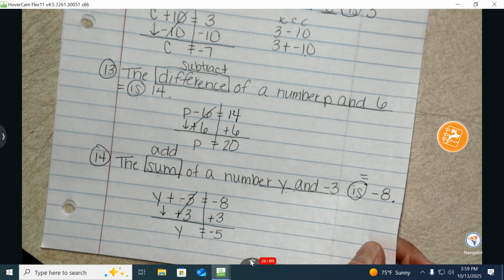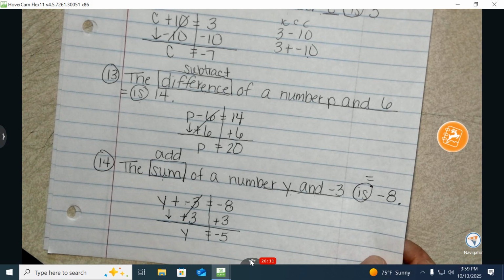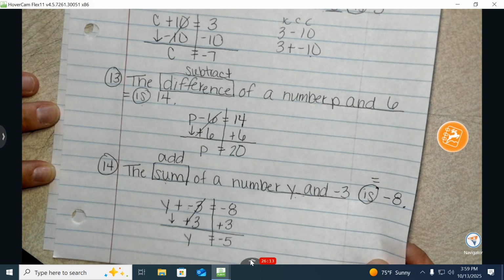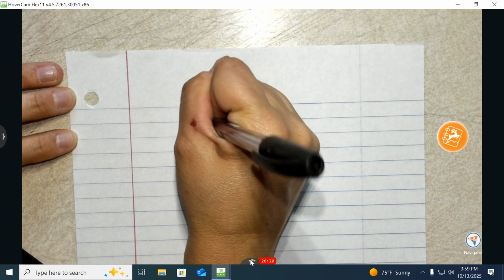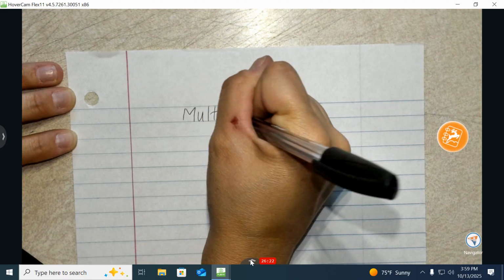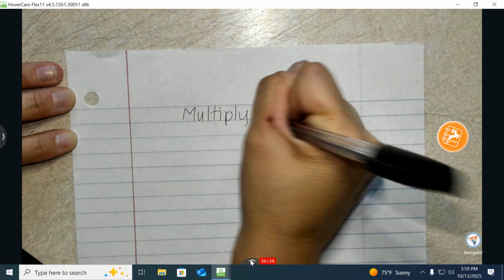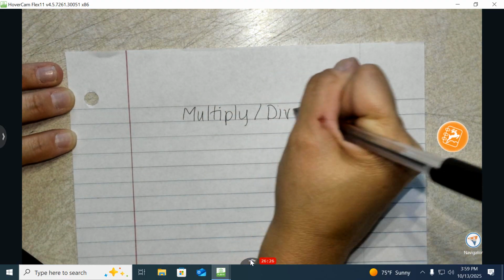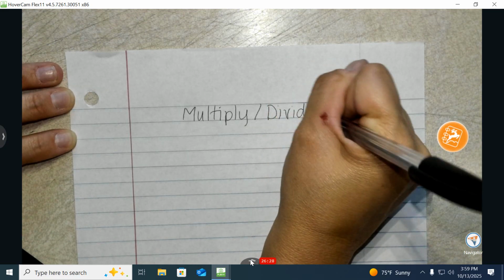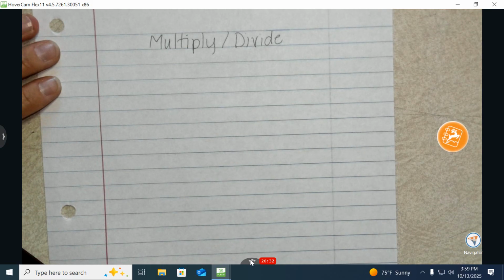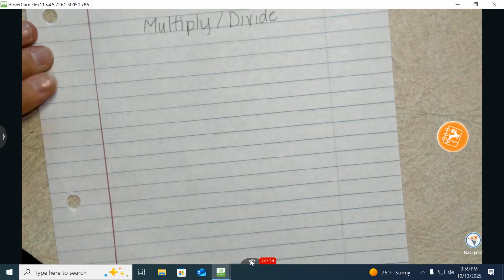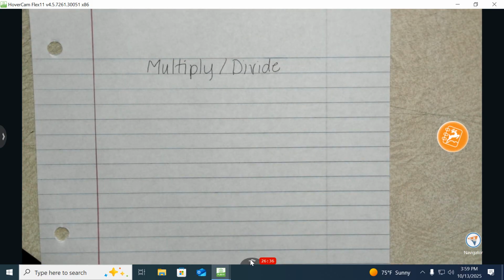Okay, now we are going to start multiplying and dividing. So on the back of that one, I'm going to start multiply and divide. And this is still one step. Multiply and divide. We're going to start over. This is still using inverse operation.